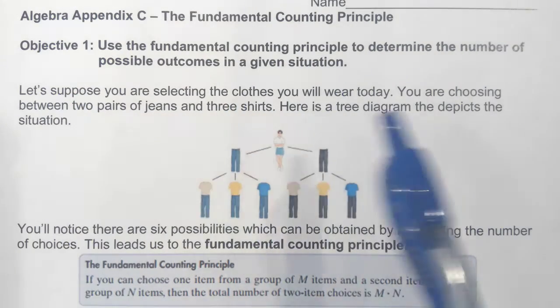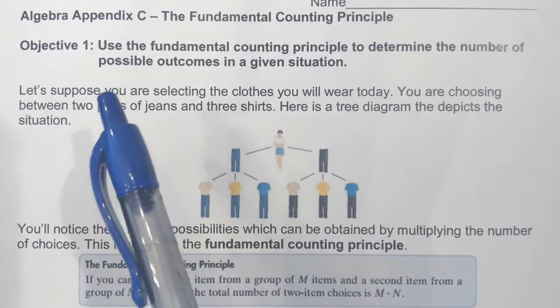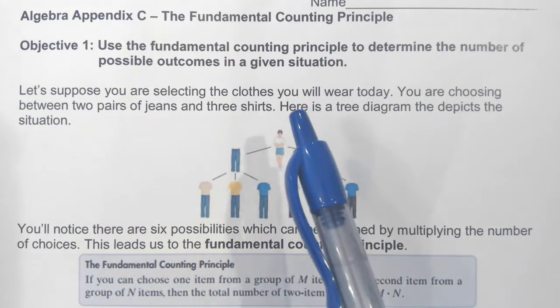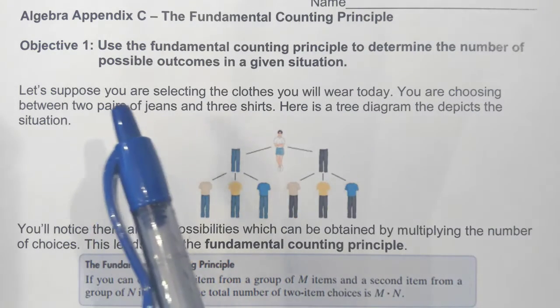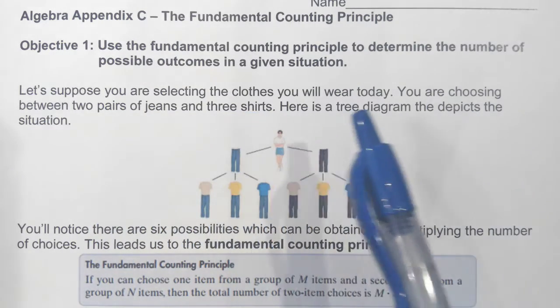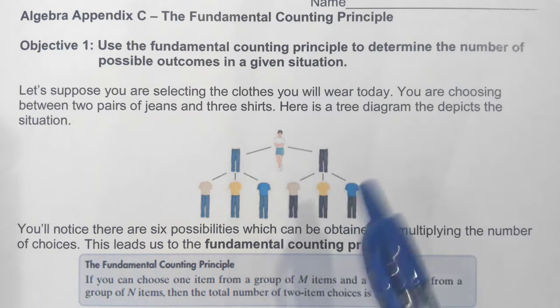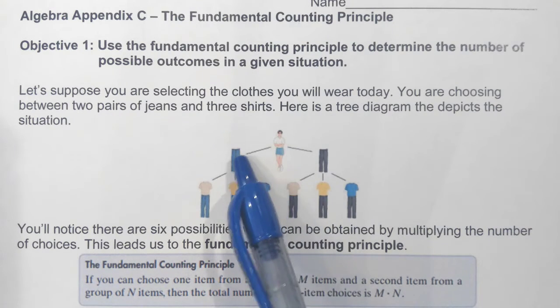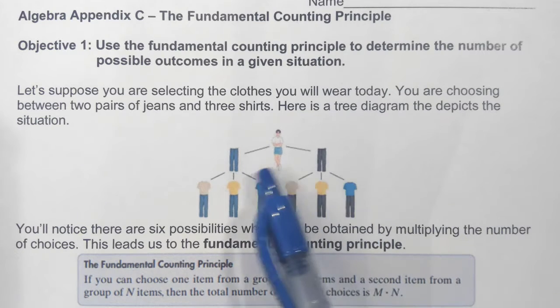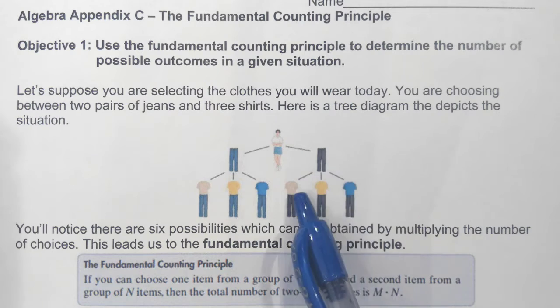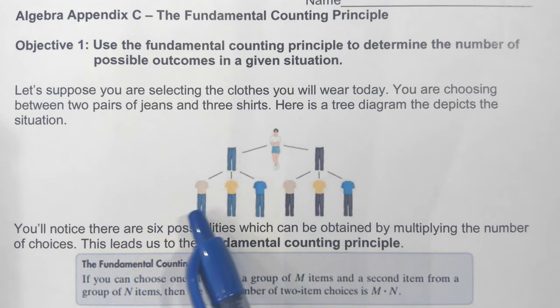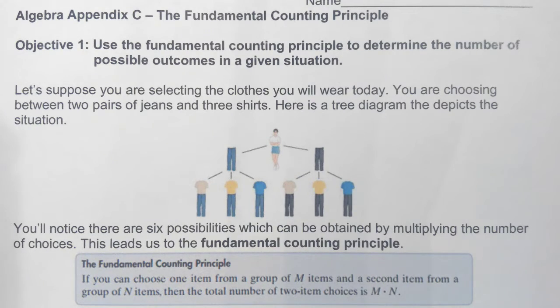Here's a situation that requires the fundamental counting principle. Let's suppose you're selecting the clothes you're going to wear today, because you might be in your PJs still. You are choosing between 2 pairs of jeans and 3 shirts. Here is a tree diagram that depicts the situation. You can either pick the blue jeans or the dark jeans. With the blue jeans, you could do the white shirt, the yellow shirt, or the blue shirt. Or with the dark jeans, you could do the white shirt, the yellow shirt, and the blue shirt. So how many possibilities do you have with 2 jeans and 3 shirts? You've got 6 possibilities.